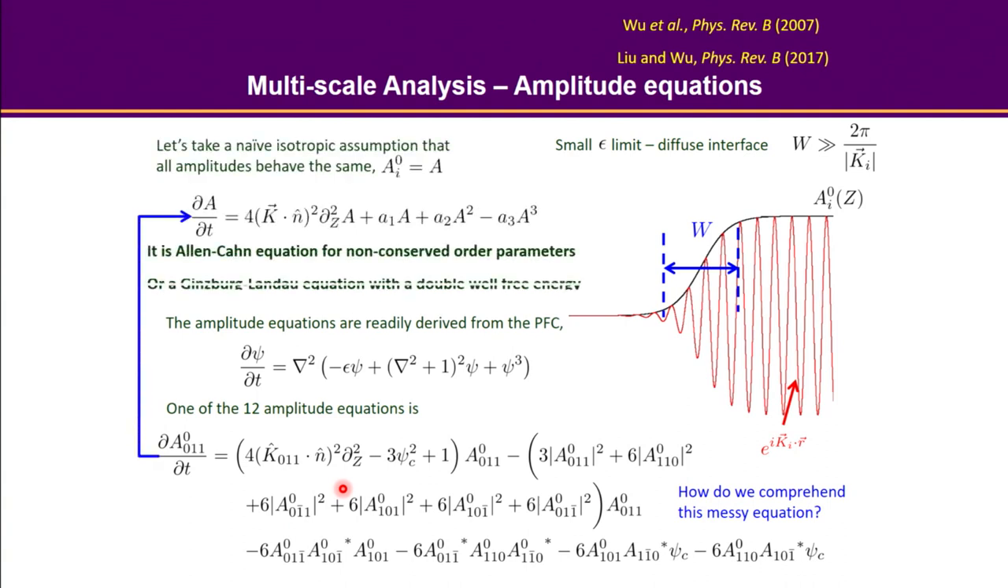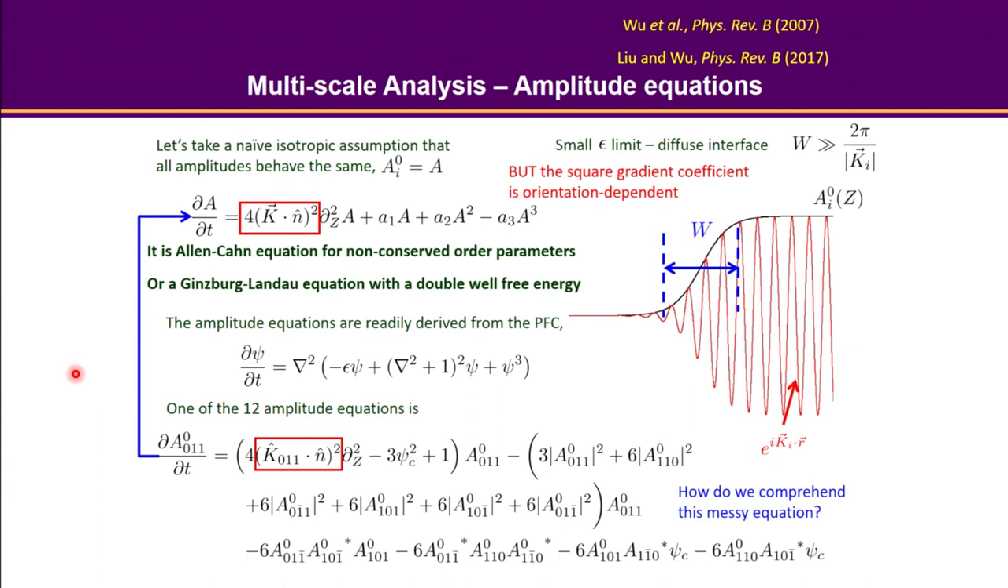If you really want to see that, because in a bulk phase everything is isotropic, you can assume they all take the same value of A. So it's going to give this kind of structure. Those local potentials will give you something like a double well. Here is the evolution equation, but when you do the integration to recover the energy, it will be a double well potential. Okay, so finally we made the connection between the density functional theory and the PFC.